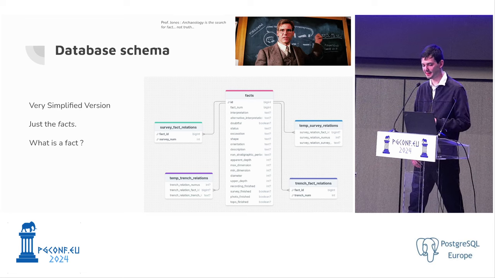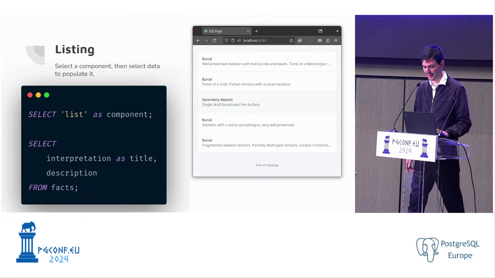To interact with it, the first thing we will want to do is to show our users the facts we have in our database. So how do we do that? We do that with two SQL queries. What you see on the left is the two SQL queries, and what you see on the right is the result. There is really no more code than what you see on screen. There is nothing hidden.